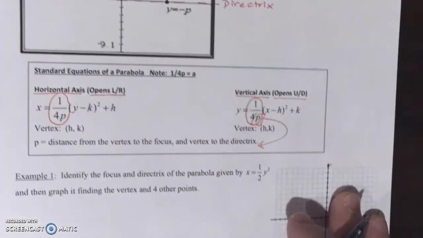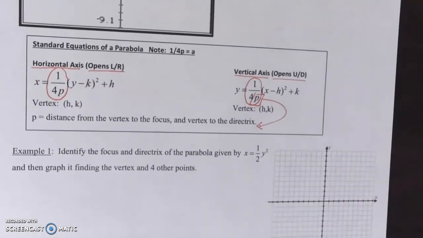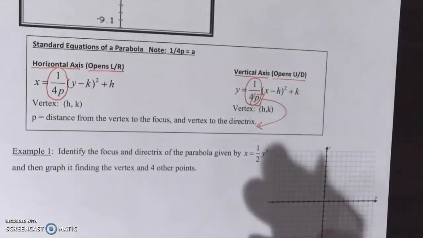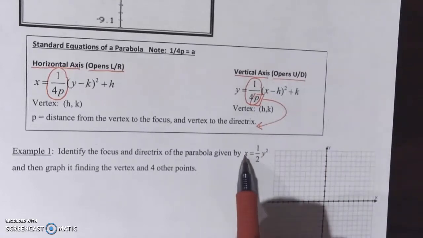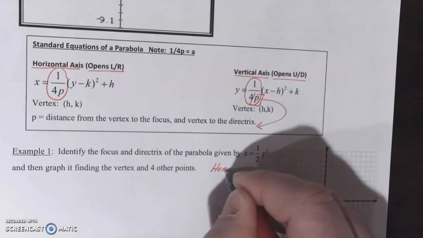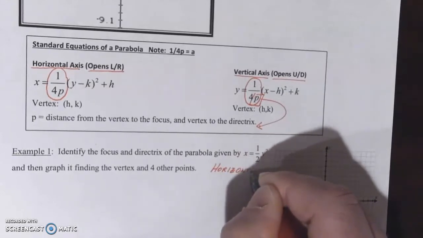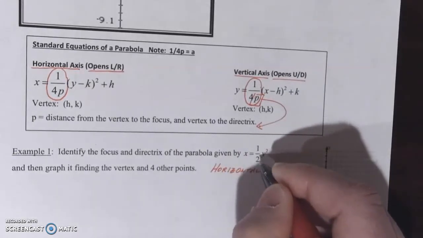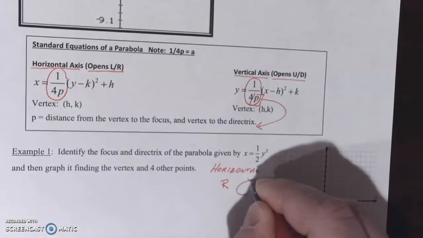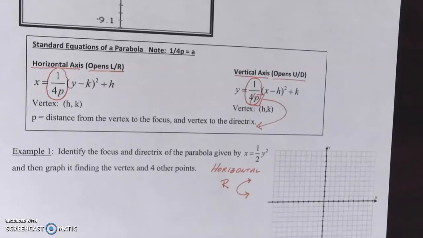All right, let's go straight into an example here. Identify the focus and directrix of the parabola given by x equals 1/2 y squared. First thing I want to do is figure out if this is going to open up, down, left, or right. We have a singular x equals y squared. This is going to be horizontal. The 1/2 is positive, which means this is going to open to the right.